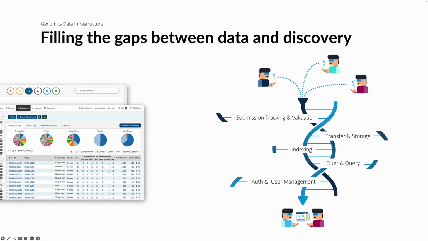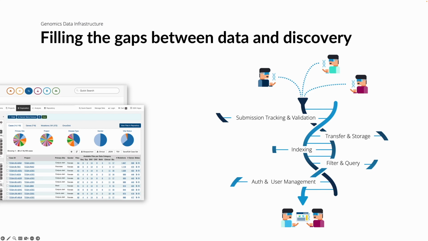The first being submission tracking and validation, specifically talking about the metadata. We also need file transfer and object storage of the associated file data. And then furthermore, we need to take all of this data and index it in order to make it available for search APIs to filter and query. And then to bring it all together, you need an authorization and user management system to not only authenticate who a user or application is, but also authorize what a user or application is allowed to do. Now, although this list is not exhaustive, with these core components, we can build end-to-end genomics data management systems that make data accessible and discoverable.